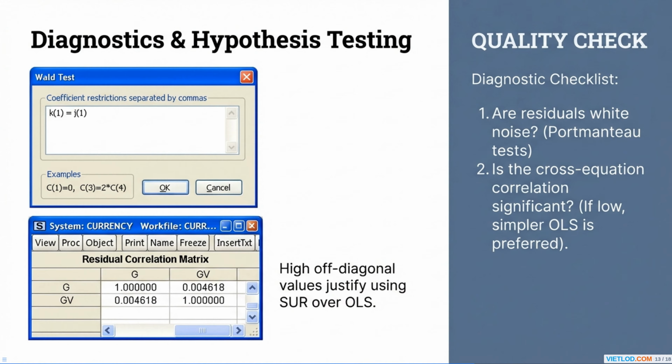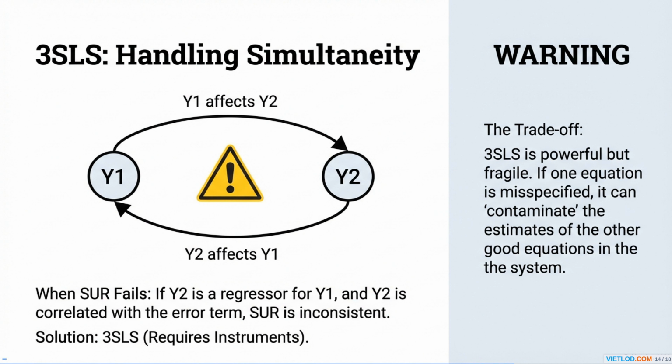After estimation, you should always check the quality of your model. A key diagnostic is to test if the residuals are white noise, meaning they are not serially correlated. Portmanteau tests are commonly used for this. A crucial check before even using SUR is to confirm that the cross-equation correlations are significant. If the off-diagonal elements in the residual correlation matrix are close to zero, there's no efficiency gain from using SUR over simple OLS. You would be adding complexity for no reason.